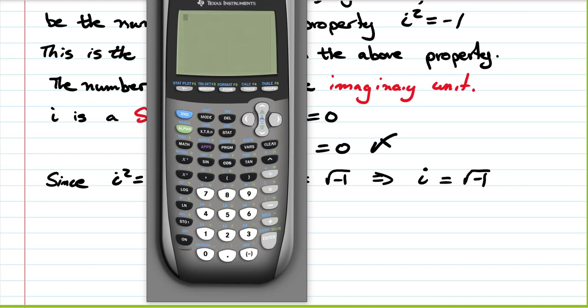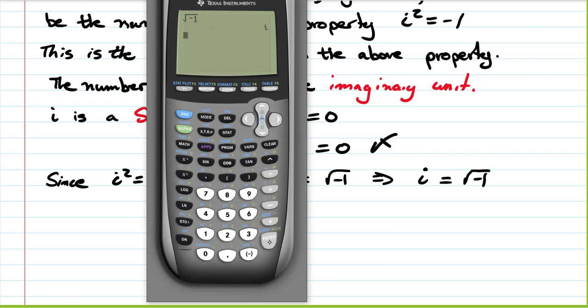After you're done, go ahead and press your clear key or second quit to get back to your home screen. And then let's try this again. Let's go second square root and then go -1. And when we do it on our calculator this time, what does our calculator tell us the square root of -1 is equal to? Well, we should get the imaginary unit i, which is what we thought it should be.